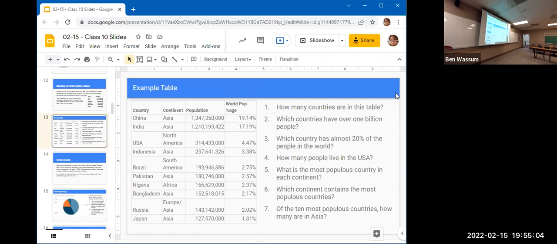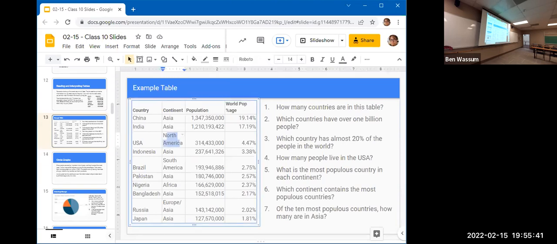What is the most populous country in each continent? Okay, well that's easy enough. It's asking for the largest population on each continent. So you could start with your continent column and start working your way down. In Asia, it's China. Ha, I got that backwards. The next one down, North America, we only have 1. We skipped Canada. There aren't that many people in Canada. That would have counted too, but the US has the highest population in this particular continent.